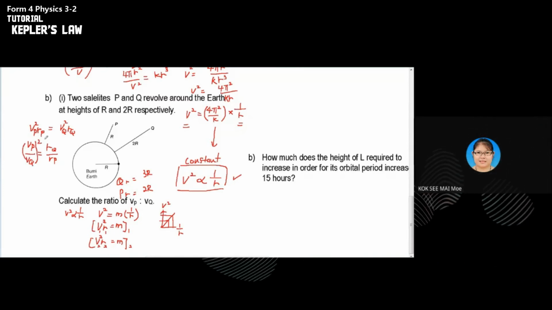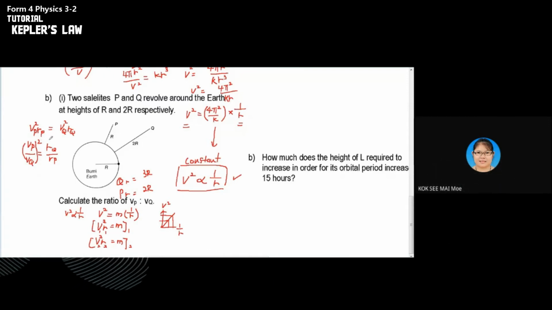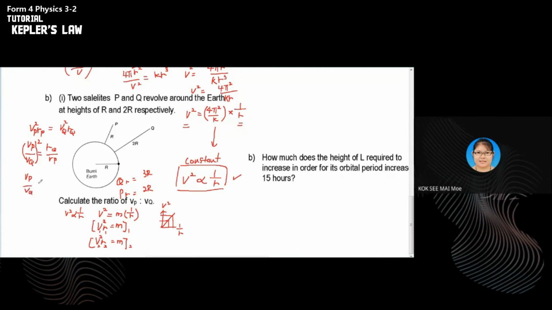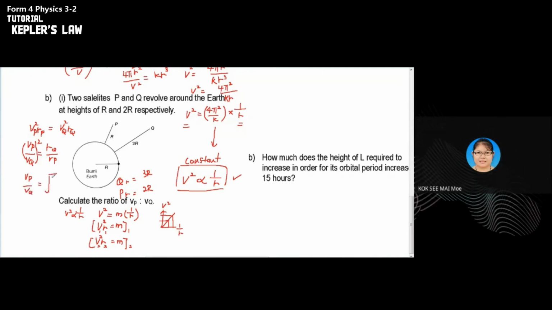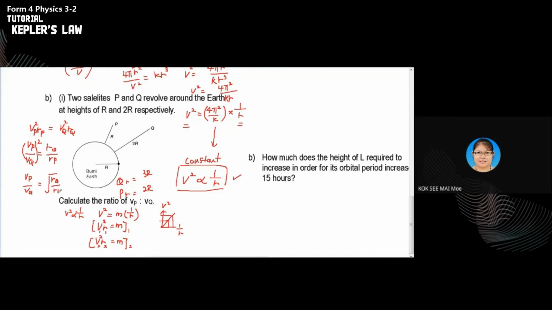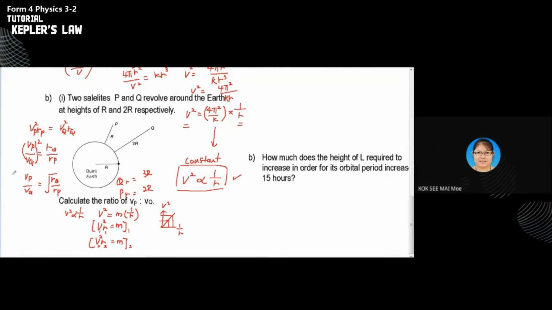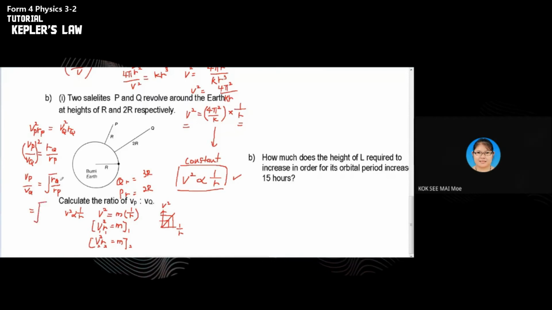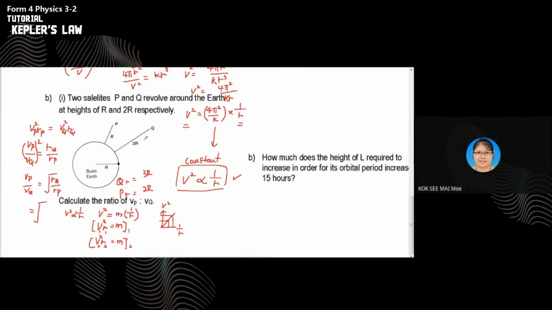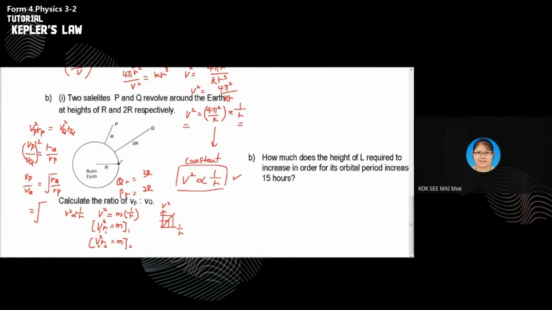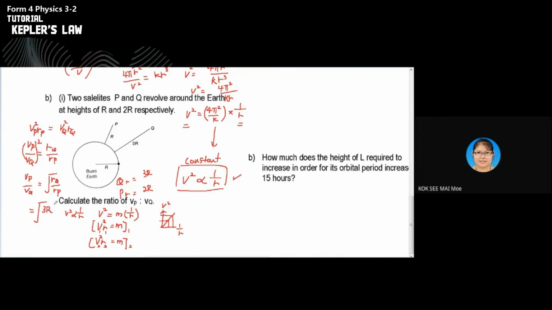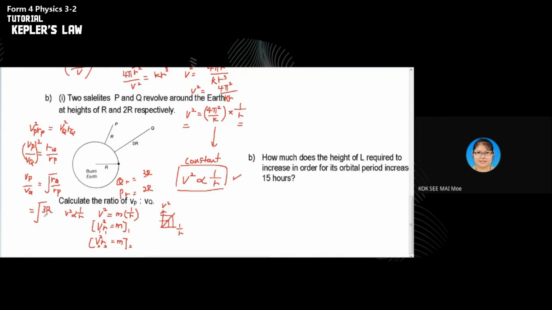Okay, now if I do want the square, that means the square root must be here. So VP over VQ equals the square root of RQ over RP. Okay, now we solve the square root of RQ over RP. Okay, RQ is how many? The radius of Q is how many? It's 3R. So we just write 3R. Then this one is how many R? This one is 2R.